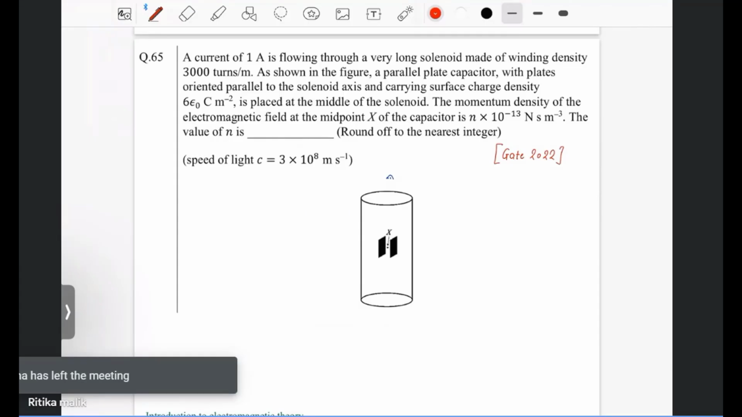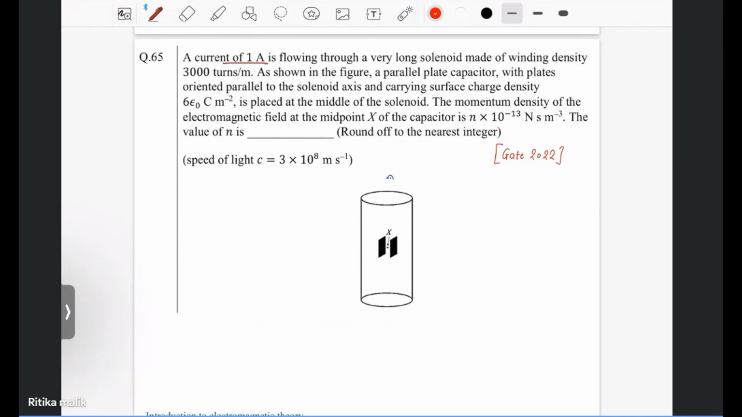This question appeared in the GATE 2022 examinations. It is given that a current of 1 ampere is flowing through a very long solenoid made up of winding density 3000 turns per meter. Meaning, we are given that the number of turns per unit length is 3000 turns per meter.